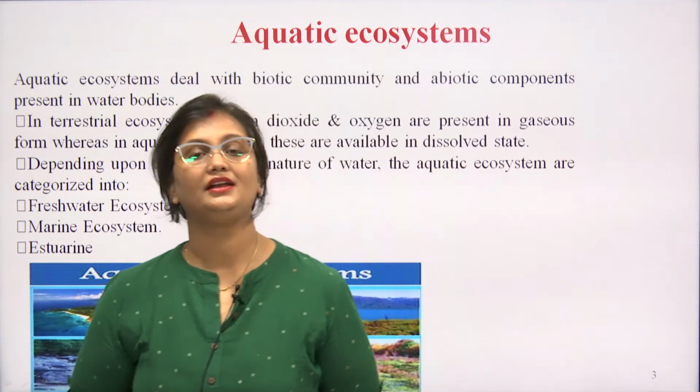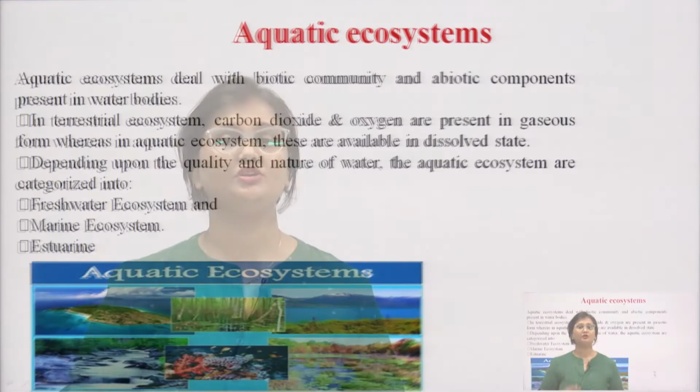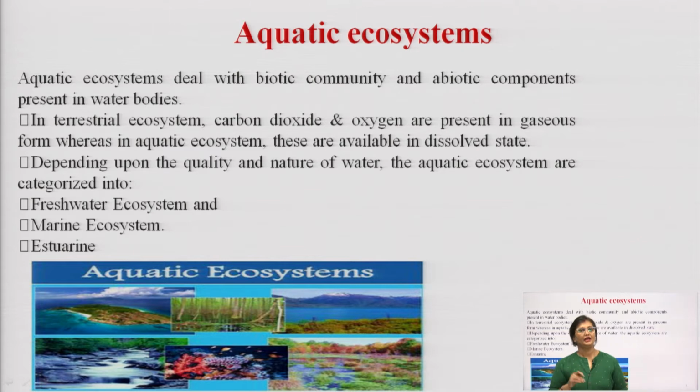Now, before that, let us just have a small glimpse about aquatic ecosystems. Aquatic ecosystems deal with biotic community and abiotic components which are present in the water bodies. In terrestrial ecosystem, the gases or the elements like carbon dioxide and oxygen are present in gaseous form, whereas in aquatic ecosystem these elements are present in dissolved states.